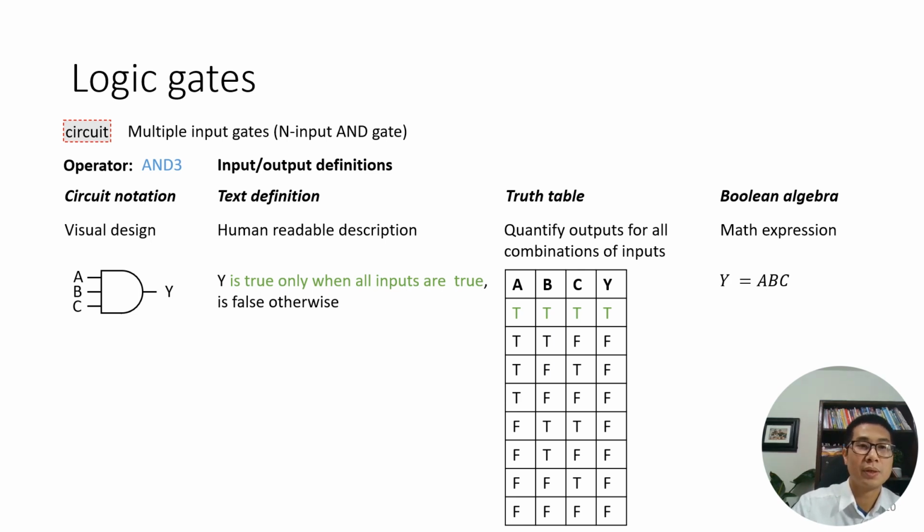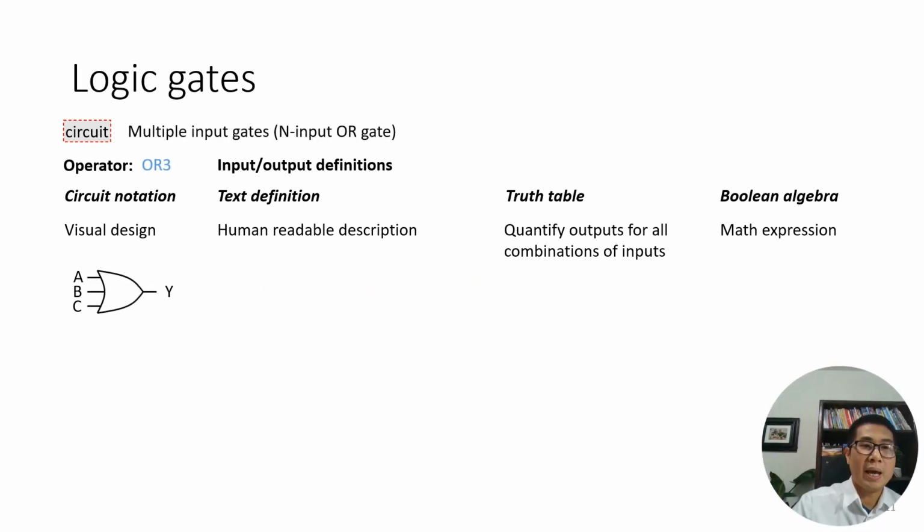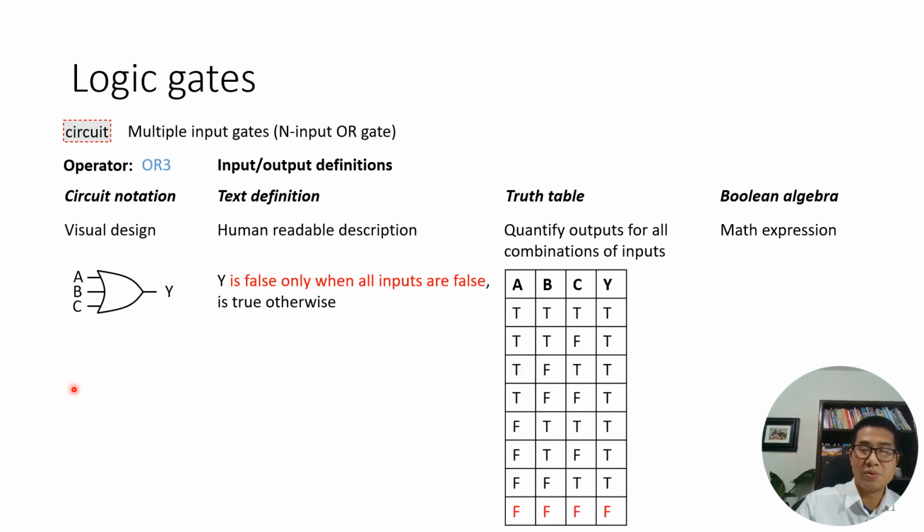Very similar, we can have multiple-input gates for the OR gate, which we can name OR3. It's the OR operator, but with 3 inputs like this. The definition again is that it's only false when all inputs are false. So it has its truth table specification this way, and the math expression is A plus B plus C.